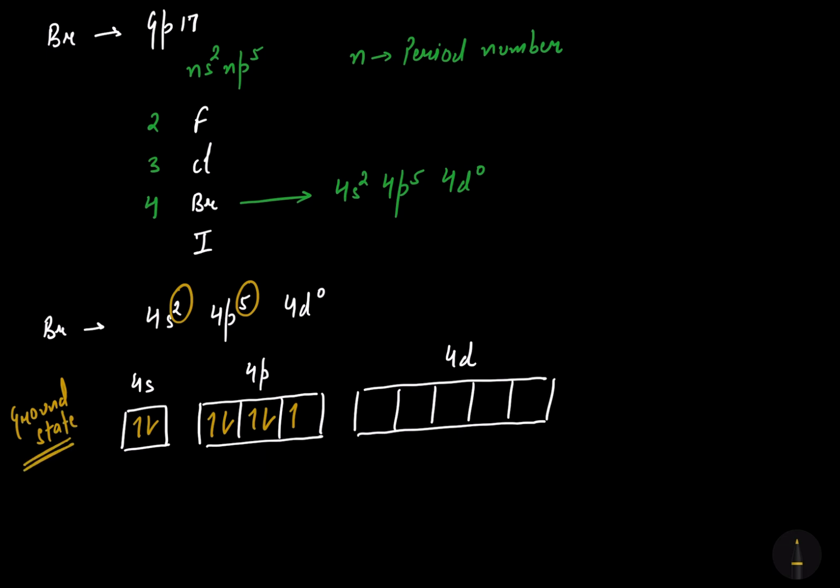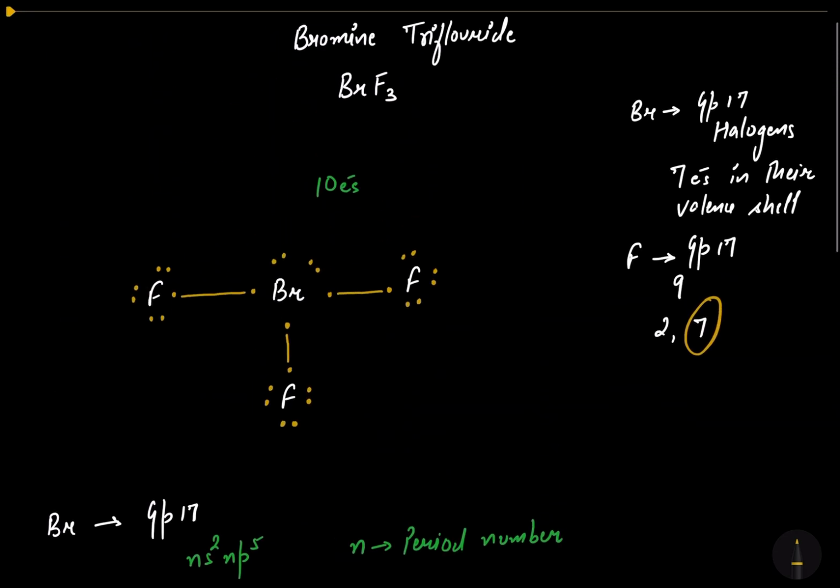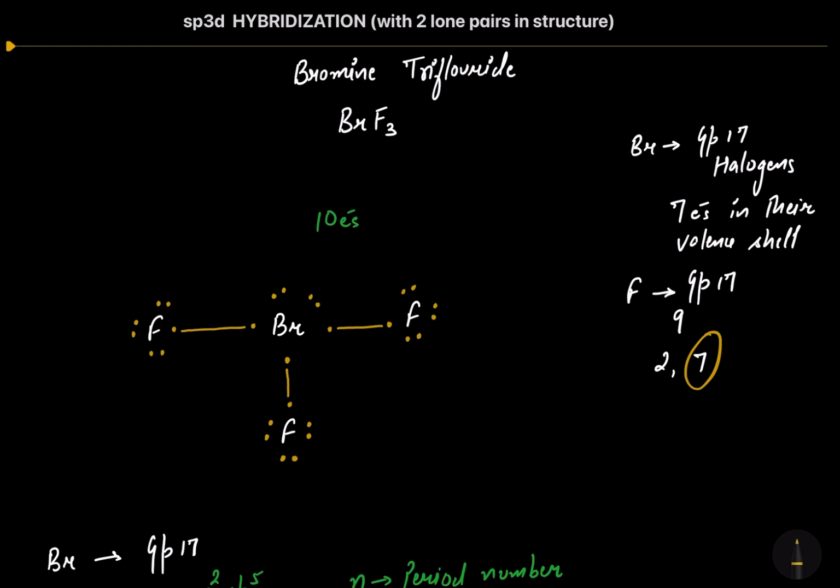Now let's come to the Lewis structure. In the Lewis structure, we can easily observe that bromine is forming 3 covalent bonds. As all the bonds are single bonds, they will all be sigma bonds. So here bromine is forming 3 sigma bonds.